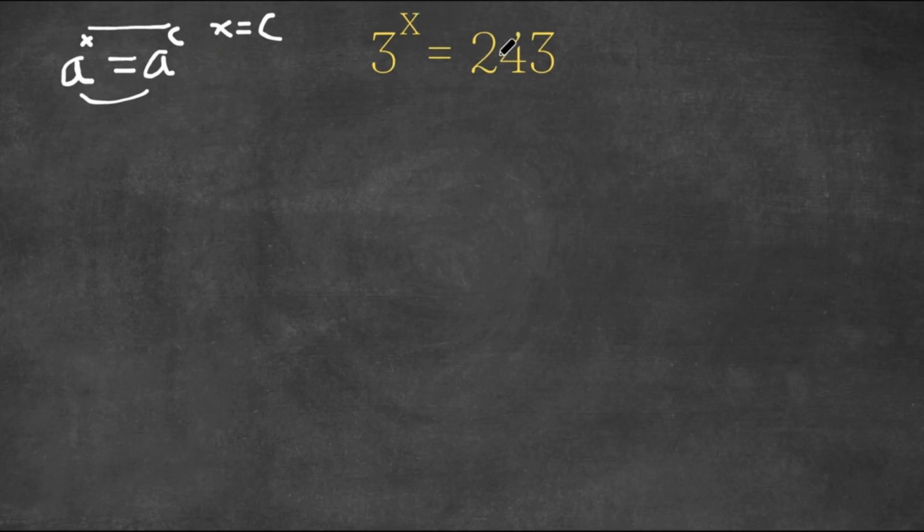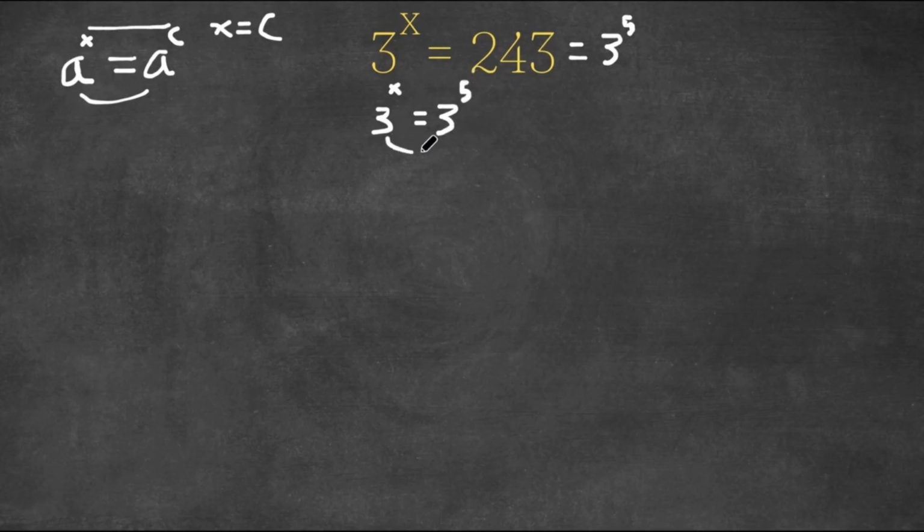So we have 3 to the power of x equals 243. How would we convert one of these numbers to make it the same as the other? Well, let's do 243. 243 is equal to 3 to the power of what? 3 to the power of 5. 243 is equal to 3 to the power of 5. So we're going to write 3 to the power of x equals 3 to the power of 5, because 243 is 3 to the power of 5.